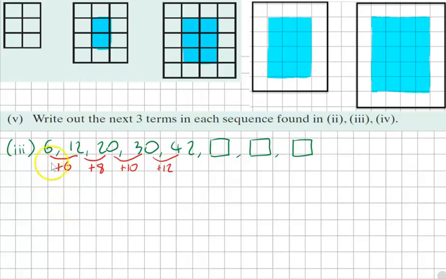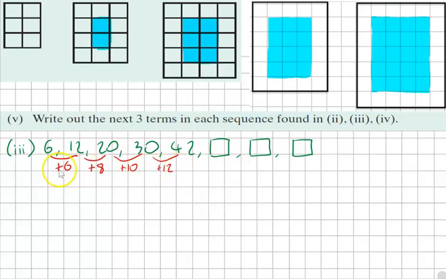In part 3, we worked out our sequence to be 6, 12, 20, 30, 42. So we have 3 new boxes with commas in between. Then we have a look at the difference. To get from 6 to 12, it's +6. From 12 to 20, it's +8. 20 to 30, it's +10. 30 to 42, it's +12.